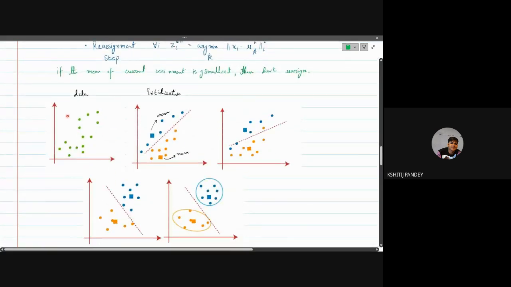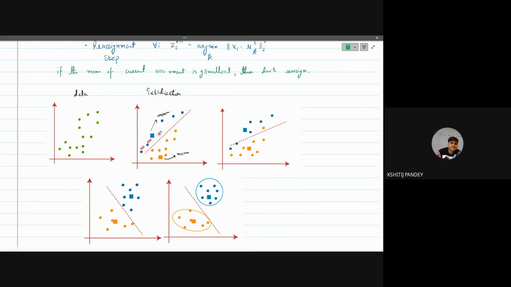So, this is your data set. Now what we do, we have given random assignment. Let's say these are my blue points and these are my orange points. After that, we compute the mean. This is the mean of the data of blue points, and this is the mean of the data of orange points.